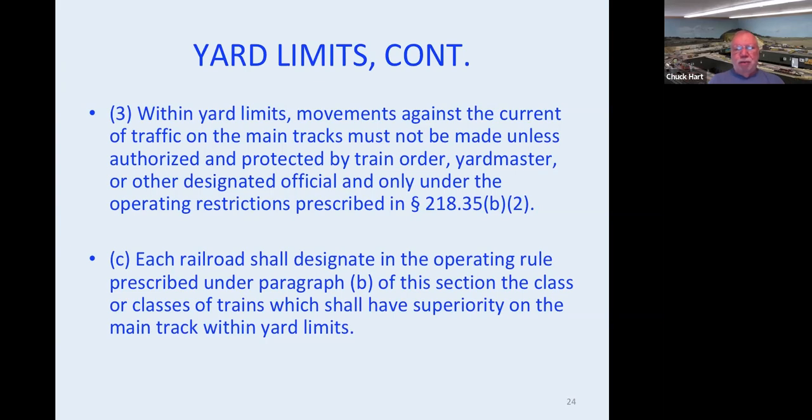And then it goes on to say each railroad should designate in the operating rule prescribed under paragraph B of this section the class or classes of trains which shall have superiority over the main tracks within yard limits. Now, most of the rule books will tell you that you have to be clear of the main track within yard limits of first class trains. But it could be a second class or a particular type of commuter train and so forth. So again, they're leaving it up to the railroads to define these kinds of things. And that's what you'll find in the railroad rule books. And that's why all the railroad rule books are different. If you're going to work on a particular railroad, you need to find a rule book that's for your railroad.